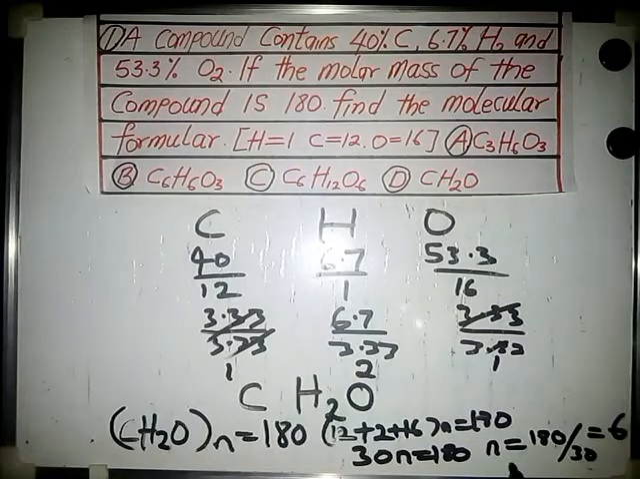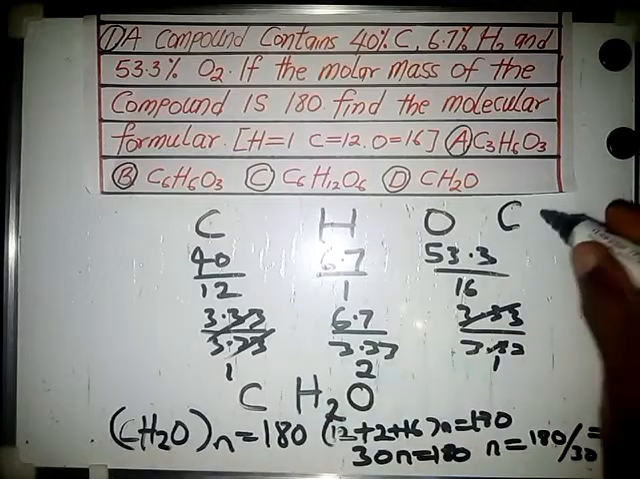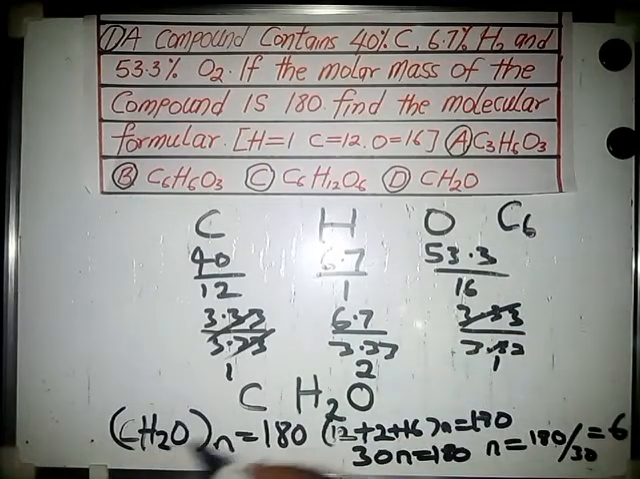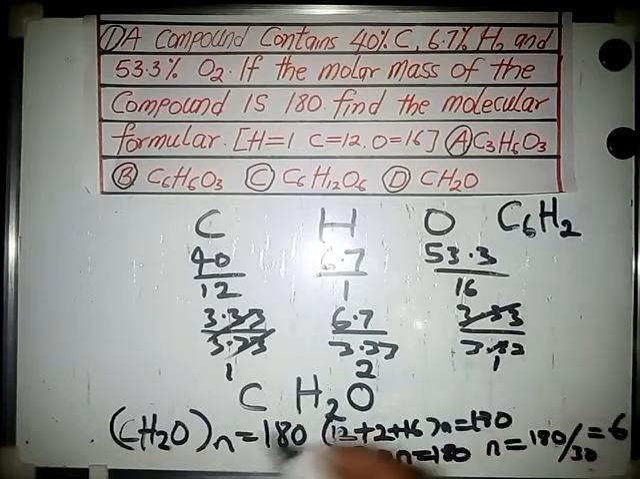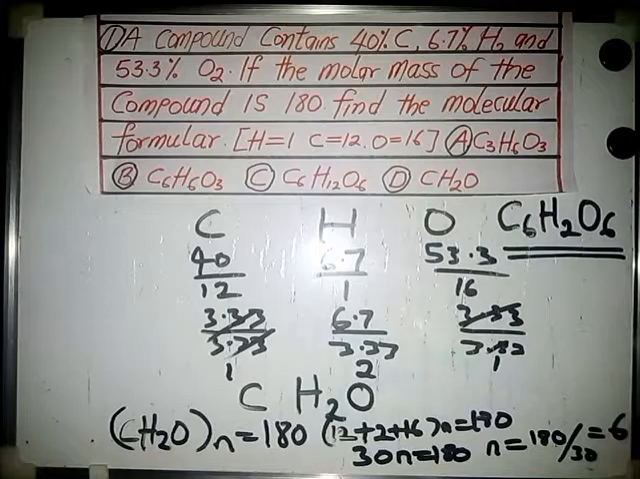So the next step now is, since n is 6, I have to put this n, which is 6, in place of n here. So I'm going to put 6 here and open the bracket. When I do that, I'm going to get something like this: 6 times C, that's C6, 6 times 2, H12, then 6 times O, O6. So this is the molecular formula.